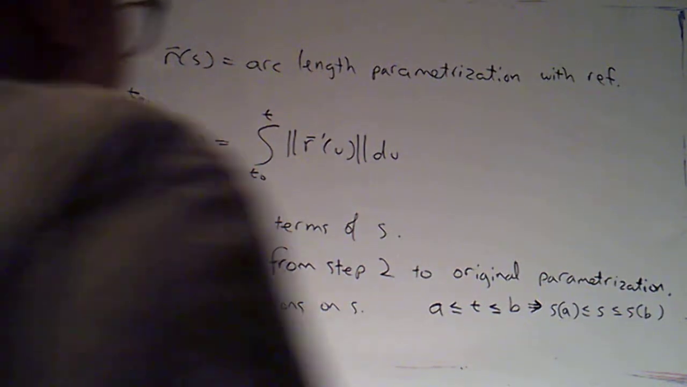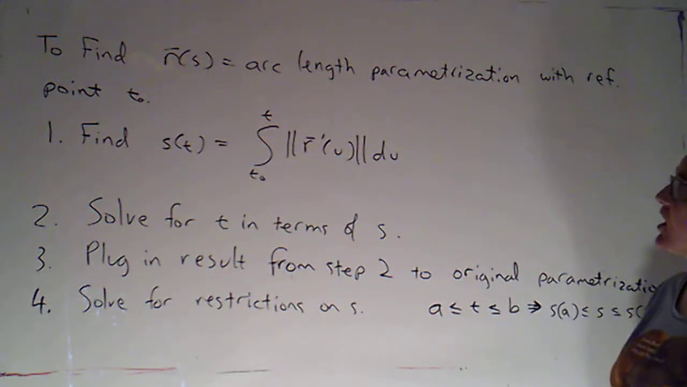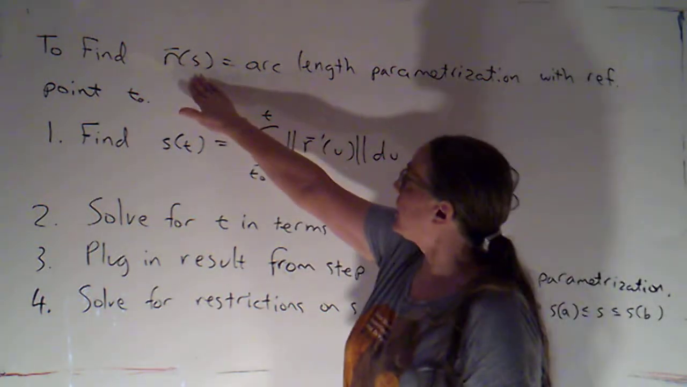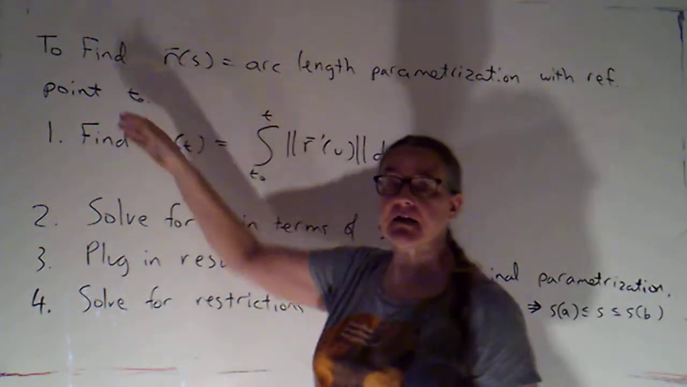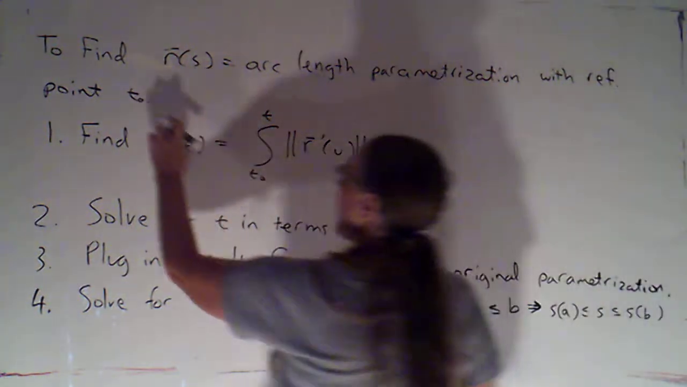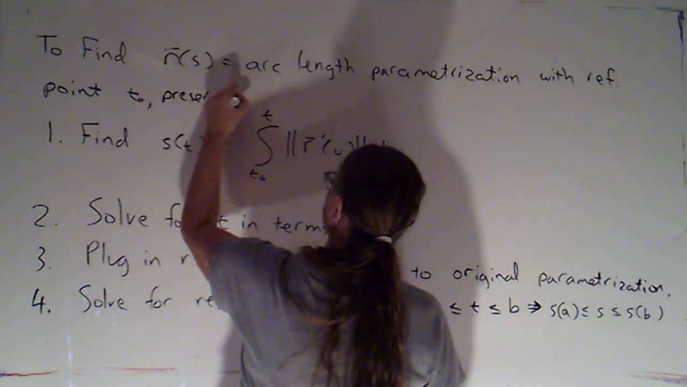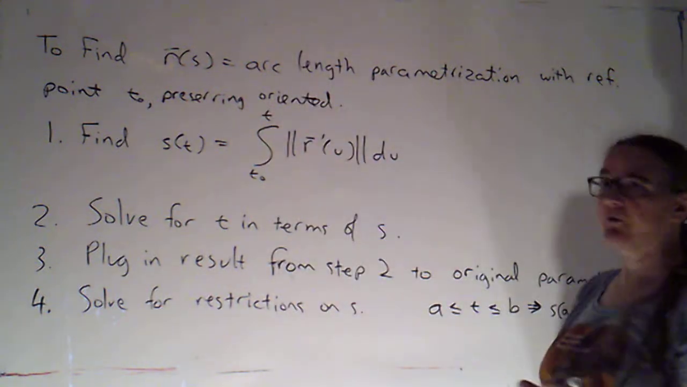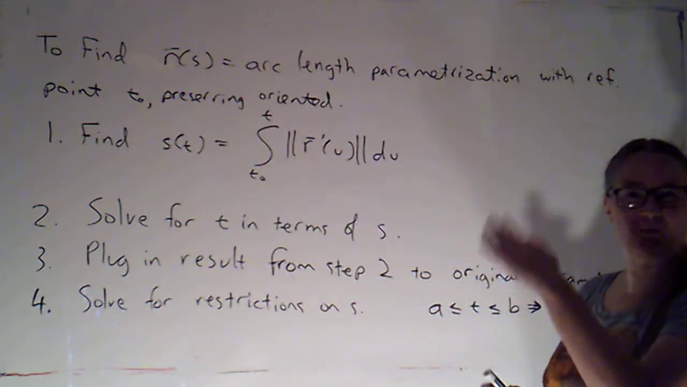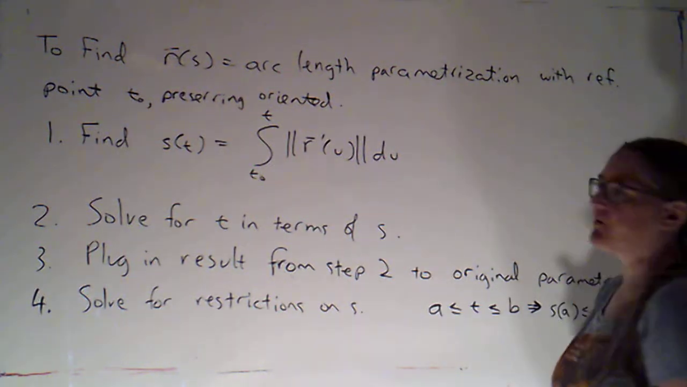I've got the steps for finding an arc length parameterization with a given reference point up here on the board. So to find r(s), which would be the arc length parameterization with reference point t naught, and I guess I could also add to that preserving the orientation. So I start with an oriented curve, and I'm going to keep that same orientation. Whatever was the positive orientation for t is going to be the positive orientation with respect to s.